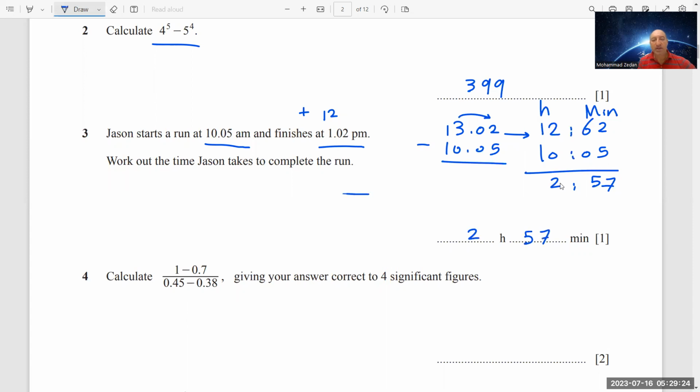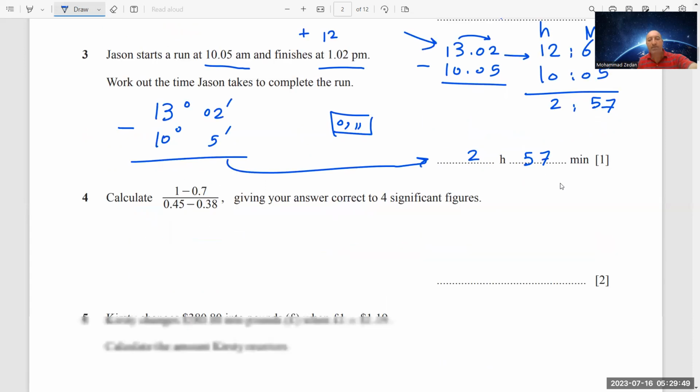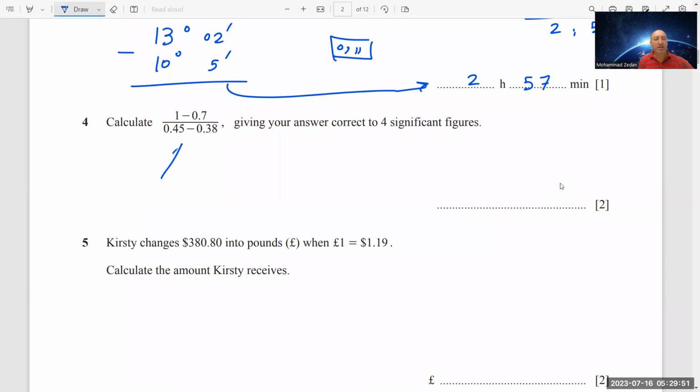Or you can use the button on the calculator to do it directly in hours, minutes, and seconds. If you press here, direct 13 hours, 02 minutes minus 10 hours and 5 minutes and subtract, it gives you this answer. Also, by using a calculator, you can enter this expression in the calculator. You will get 4.2... I want to round the answer to 4 significant figures. The answer will be 4.286.